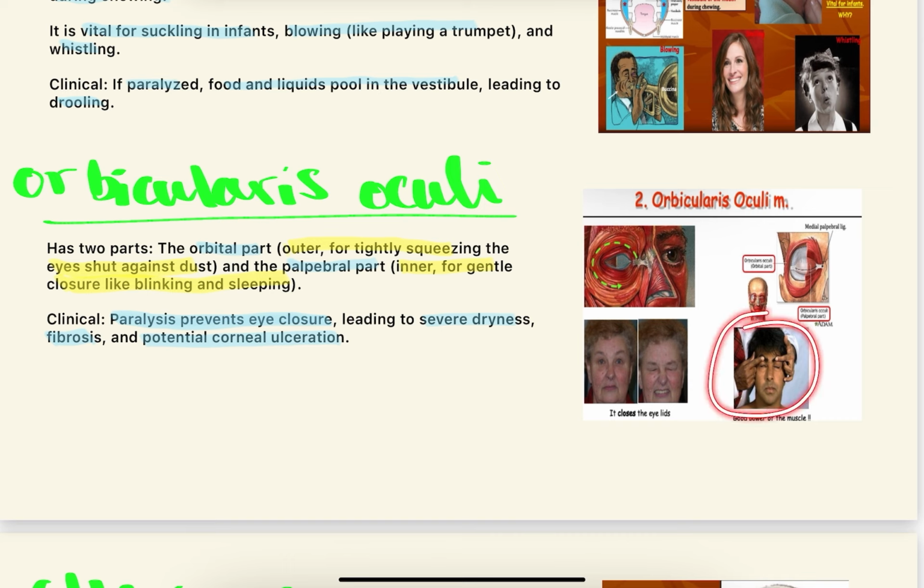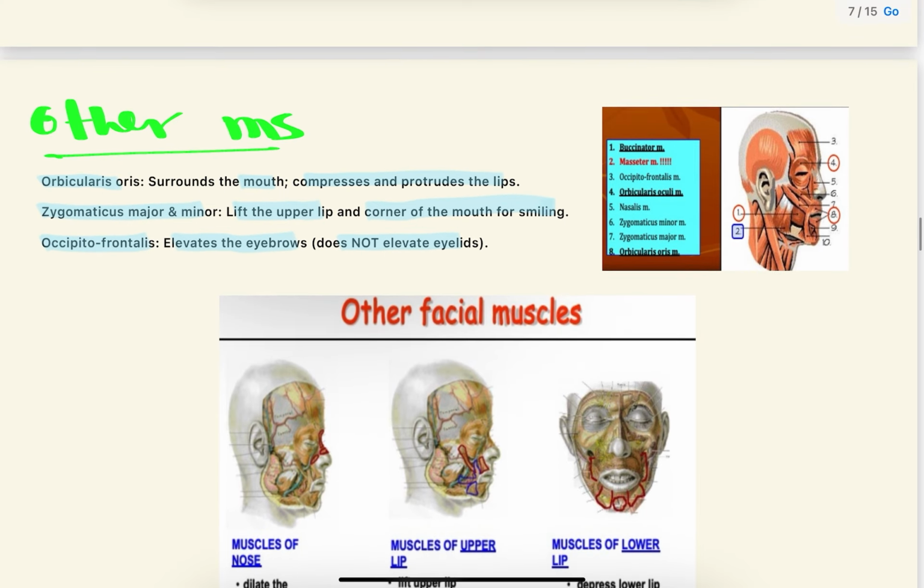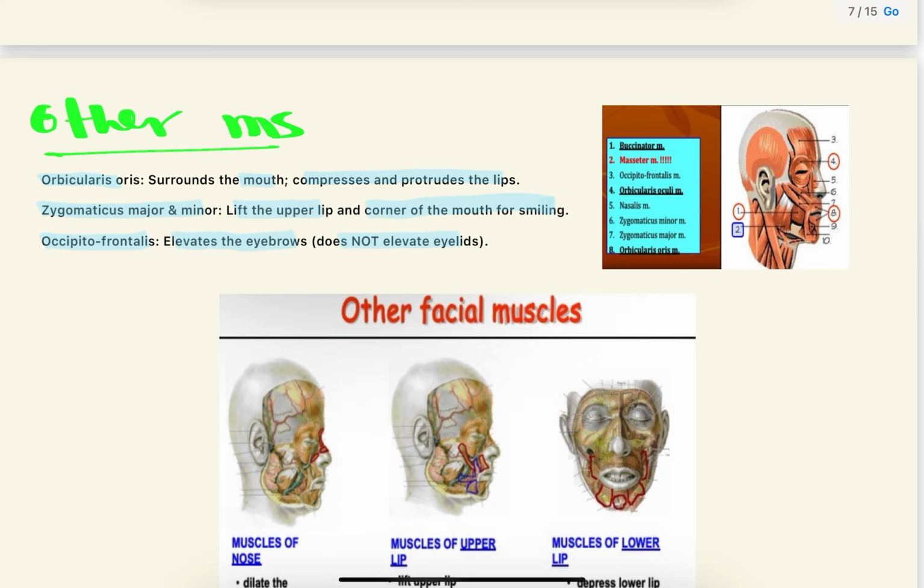As you can see in this picture here, this guy is shutting his eyes voluntarily, shutting them very strongly. So that is for the orbicularis oculi. For the other muscles that I want to discuss, I have the orbicularis oris, the one that is surrounding the mouth. So what does it do?